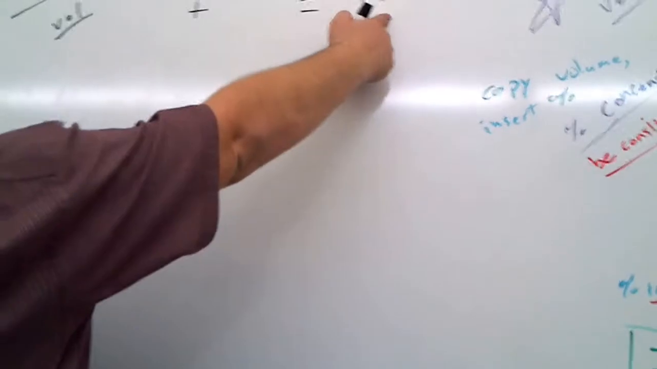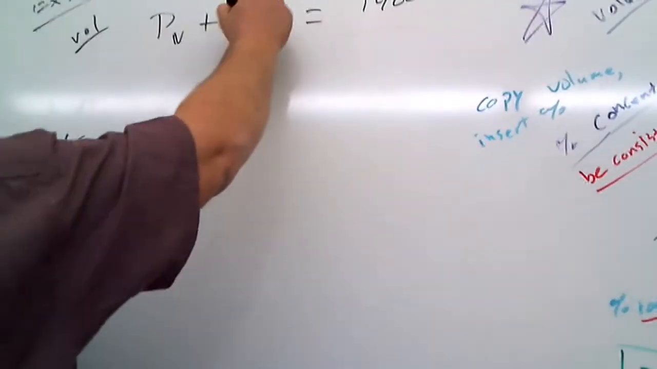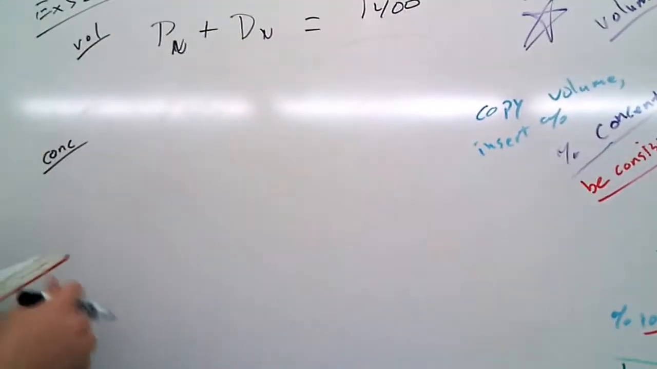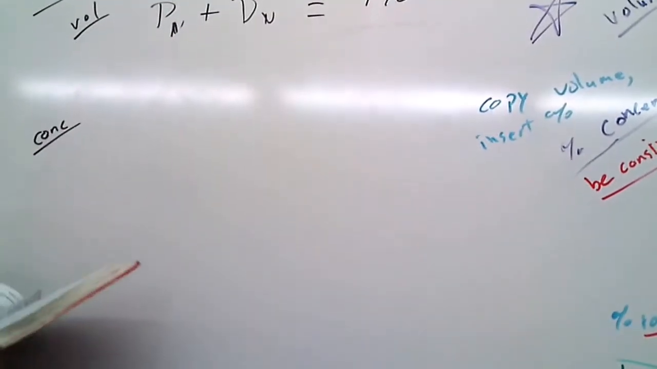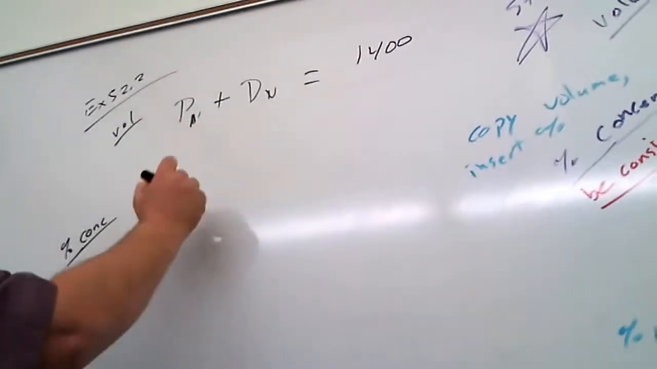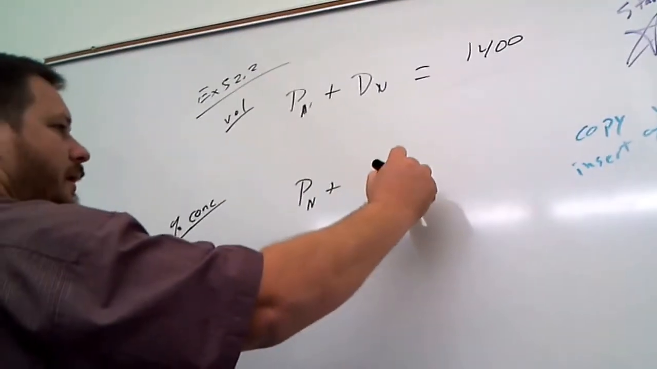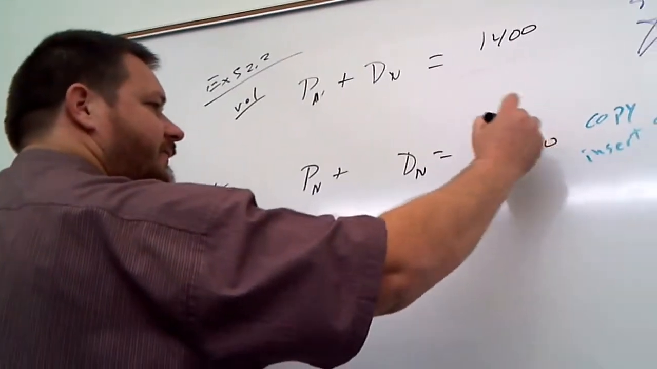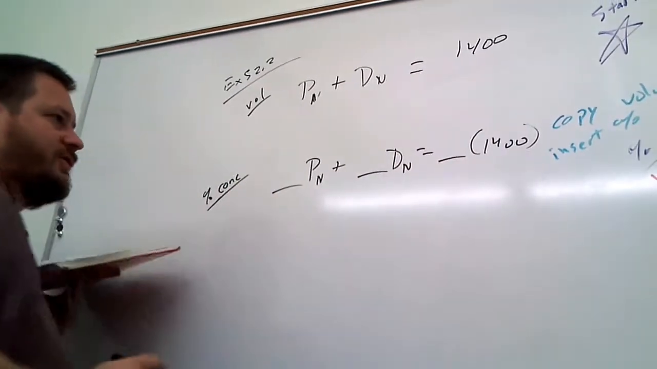All right, so if we have the ending volume, we don't know how much of this, we don't know how much of this Patrick and Diana poured in. And how do I get my concentration equation? I copy that down, leaving some space for the concentrations in front.